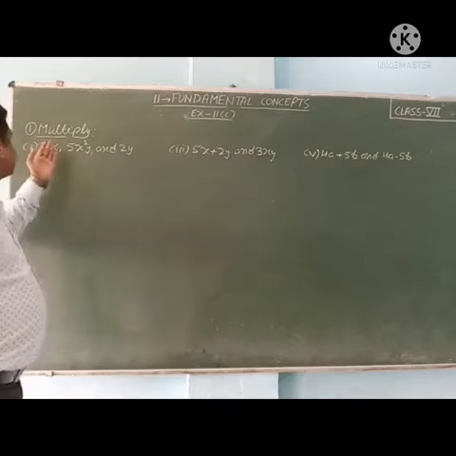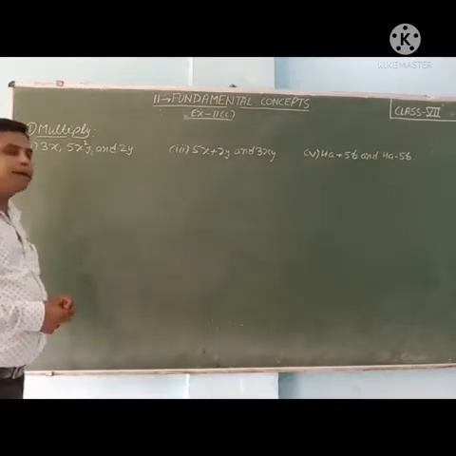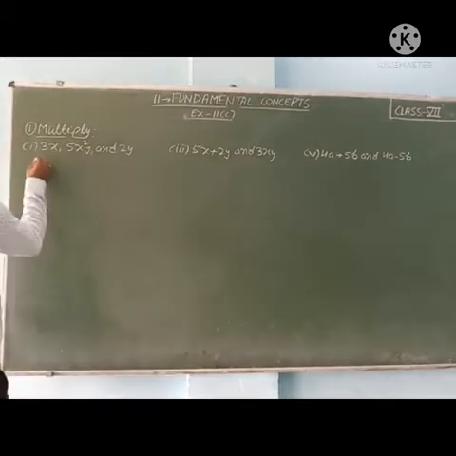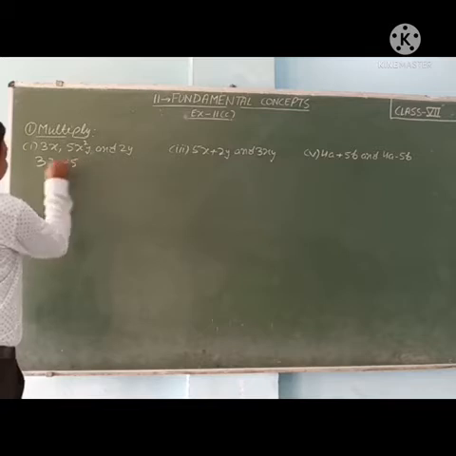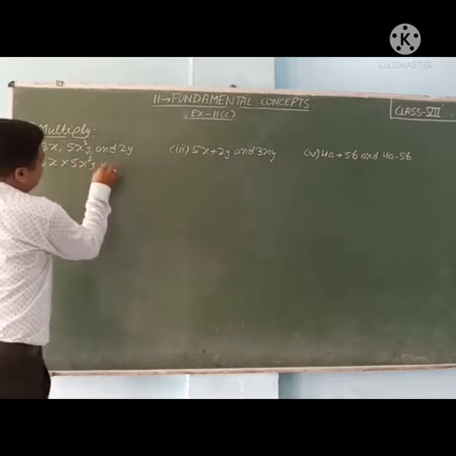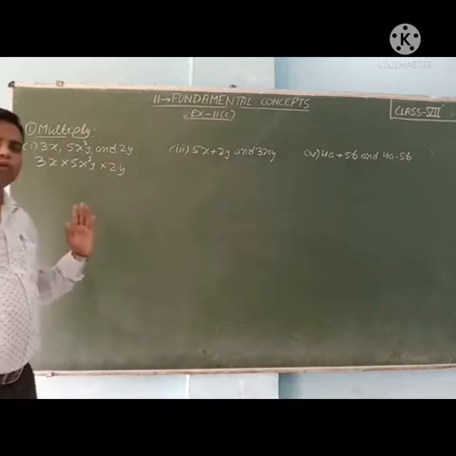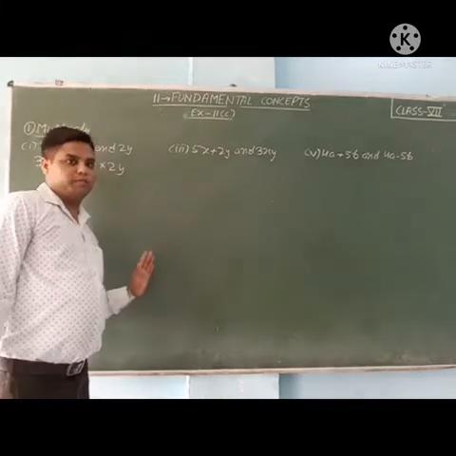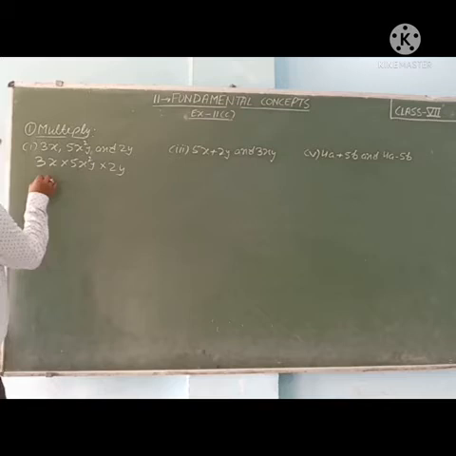Then the first sum is multiplication. First part: 3x, 5x square y and 2y. So we have to multiply all three terms. We will write 3x multiplied by 5x square y multiplied by 2y. First we will multiply the constants, the numbers. 3 times 5 is 15, times 2 is 30.